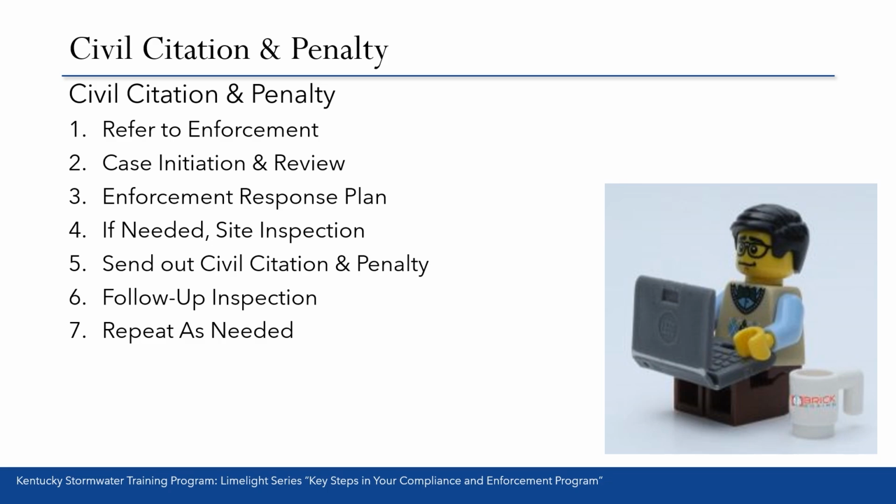So here we do what's called refer to enforcement, that civil citation officer does a case initiation and review to make sure that all of the documentation is there, the communication is correct with the violator, we have the proper notices that have been given. We even look down to make sure that the addresses are correct, that the correct ordinances are checked, that the enforcement response plan has been followed. Then the civil citation officer may do a site inspection with the original inspector to make sure that we understand what all of the concerns are. We then send out a civil citation and penalty, do a follow-up inspection, and repeat as needed.